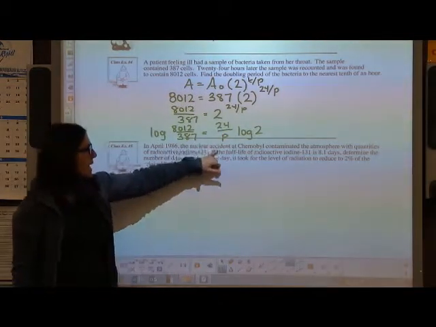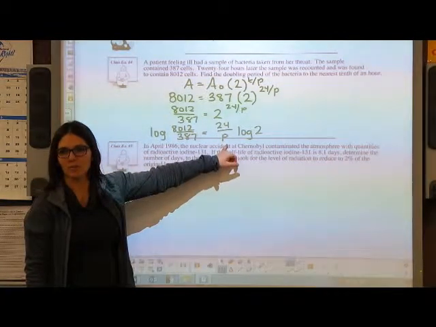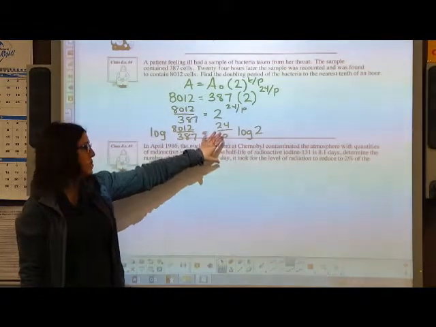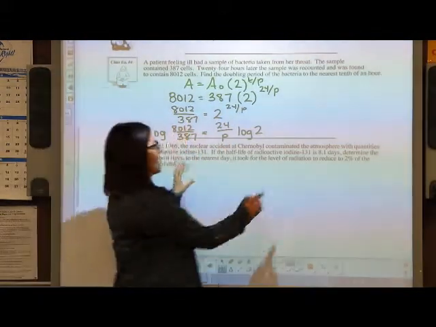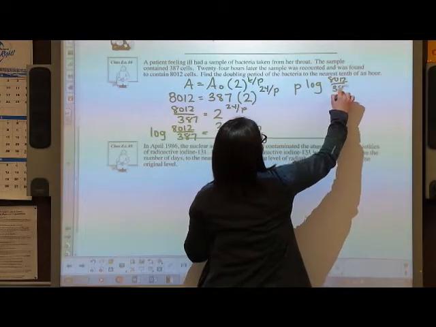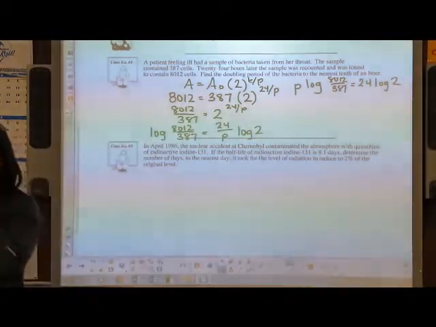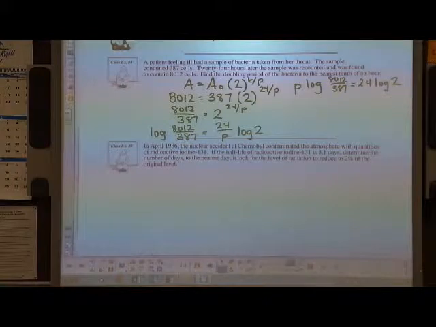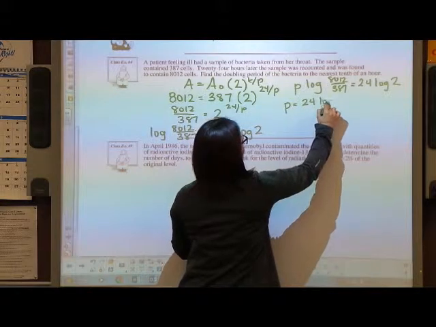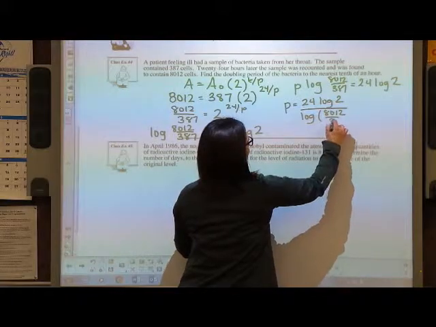If I have p as a denominator, how do I bring it up to make it a numerator? Instead of dividing by p, multiply by p. So I'd multiply both sides by p. I'd have p times this log 8,012 over 387 would equal 24 times log 2. And then to get p by itself, I would divide by that log 8,012 over 387.